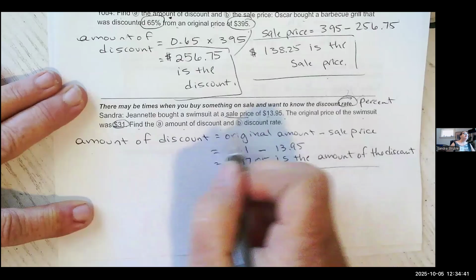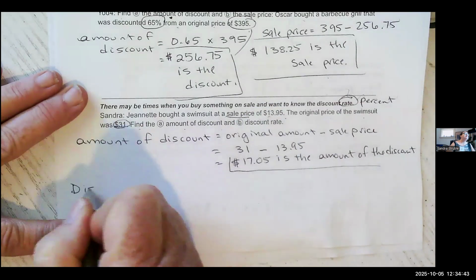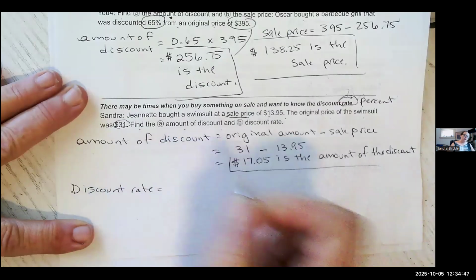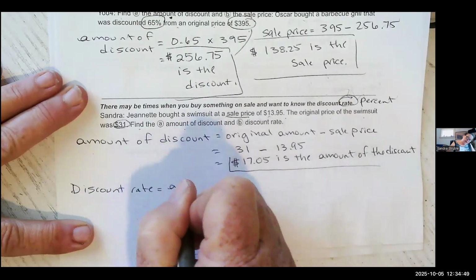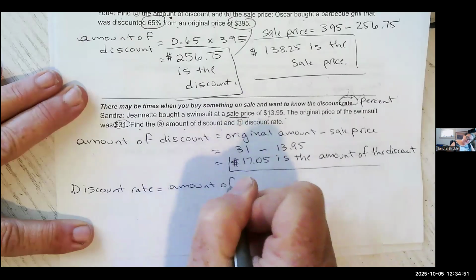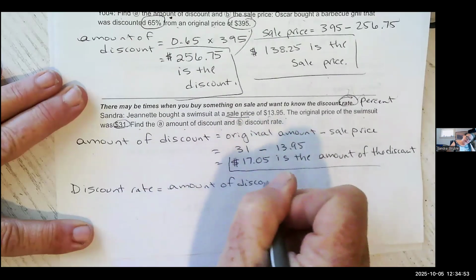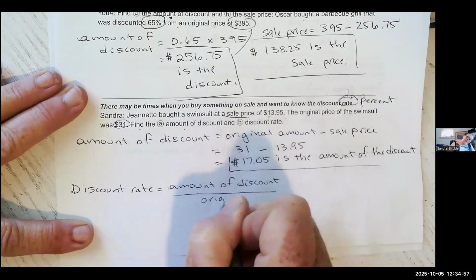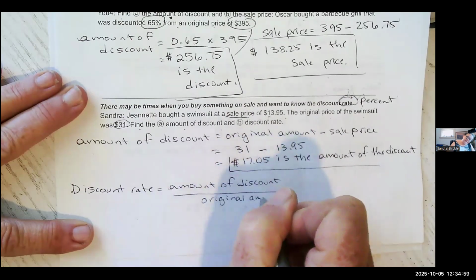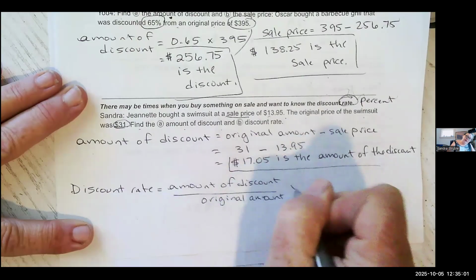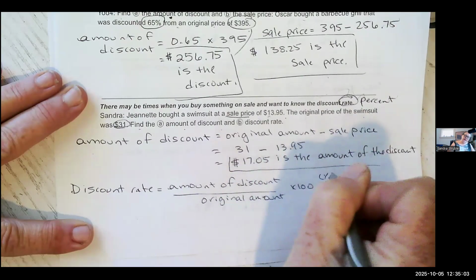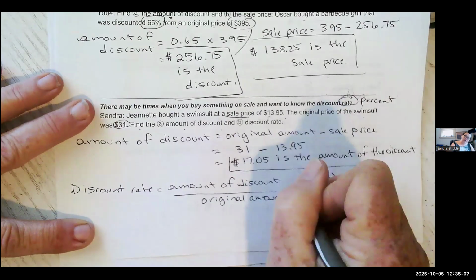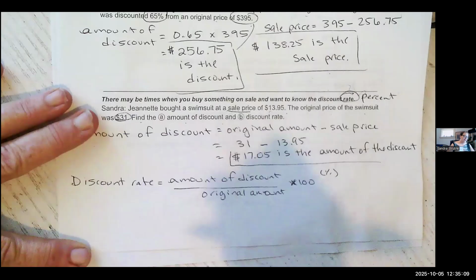Second answer, find the discount rate. Discount rate is the amount of the discount, which is the part, divided by the original amount times 100 and a cute little percent sign. The times 100 is not typically given to you. I do this because I want you to remember to change it to a percent.